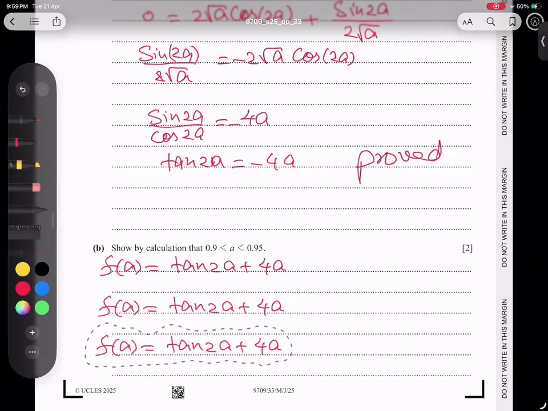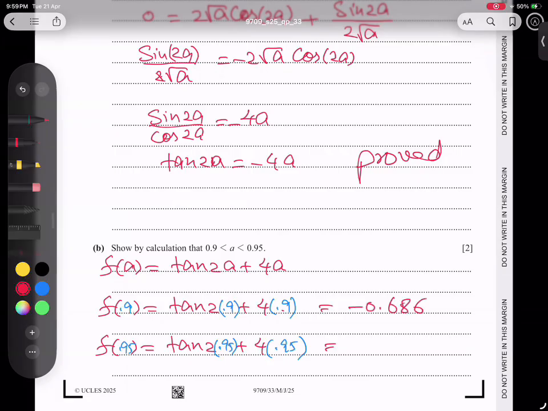Now one time I replace this a, so one time I'm replacing a with 0.9. You can see it is mentioned clearly, 0.9 here and 0.9 here and 0.9 here. And one time 0.95, 0.95, 0.95. Now I'm going to solve it in radian mode, make sure. So tan of 2 times 0.9 and plus 4 times 0.9. And my answer number 1 is negative 0.686.